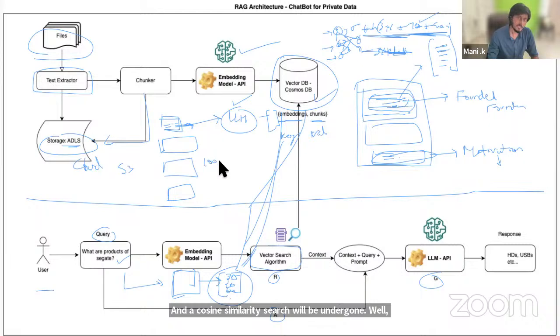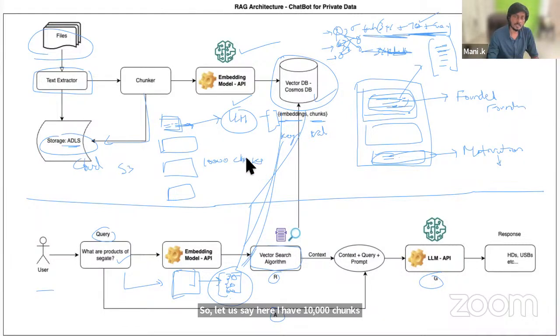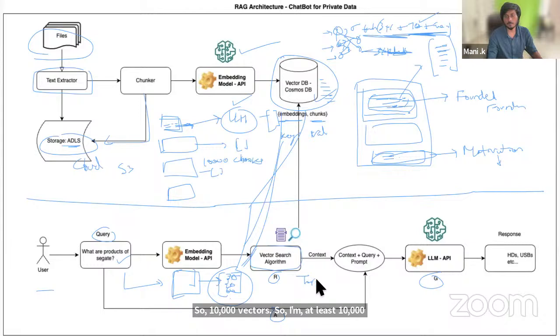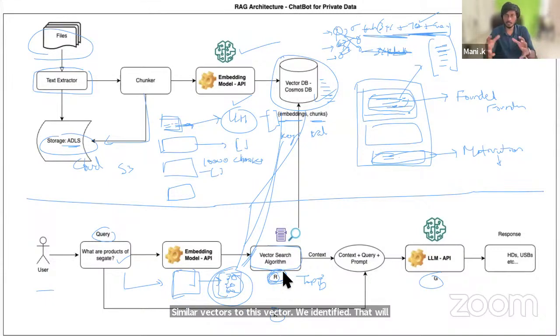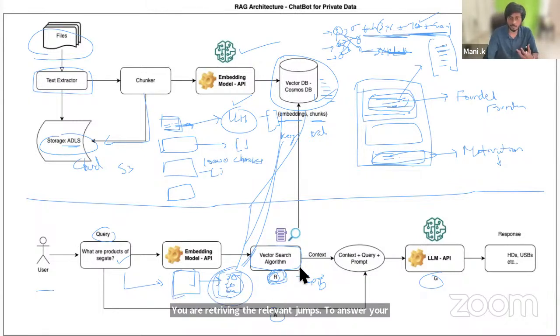So let us say here I have 10,000 chunks. Therefore, I'll have 10,000 vectors. One chunk, one vector. So among all these 10,000 vectors, the top 5 vectors most similar to this vector will be identified. That will be called retrieval. You are retrieving the relevant chunks to answer your question. And I will tell why this is important.